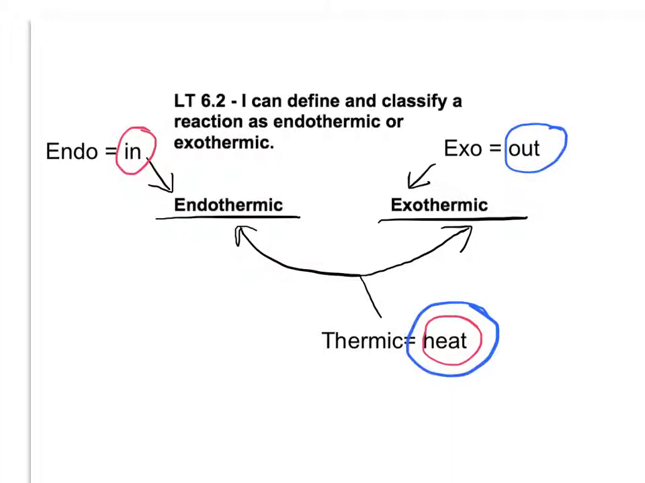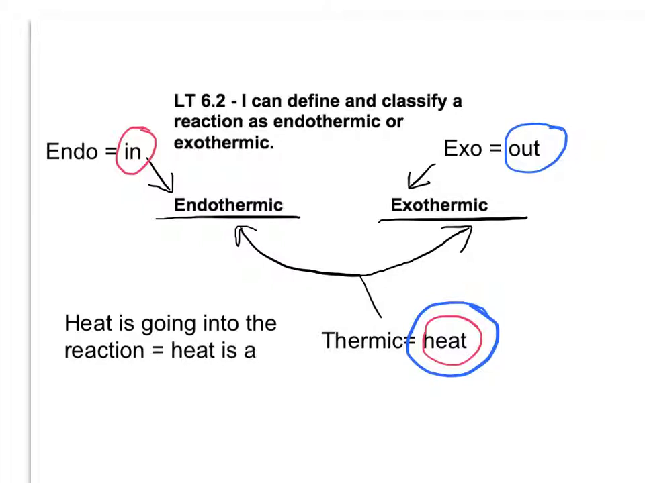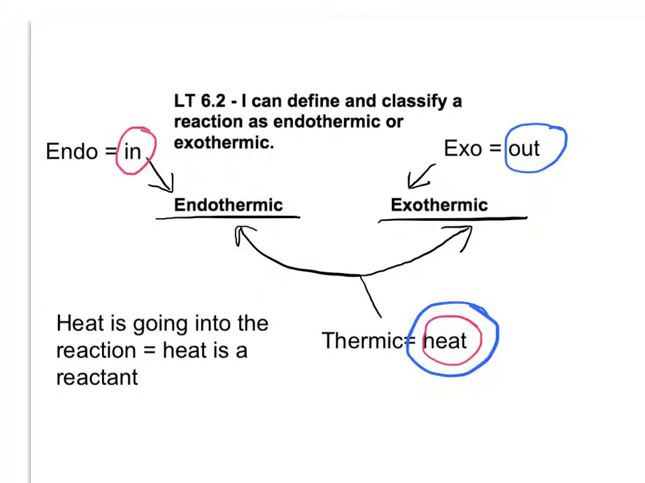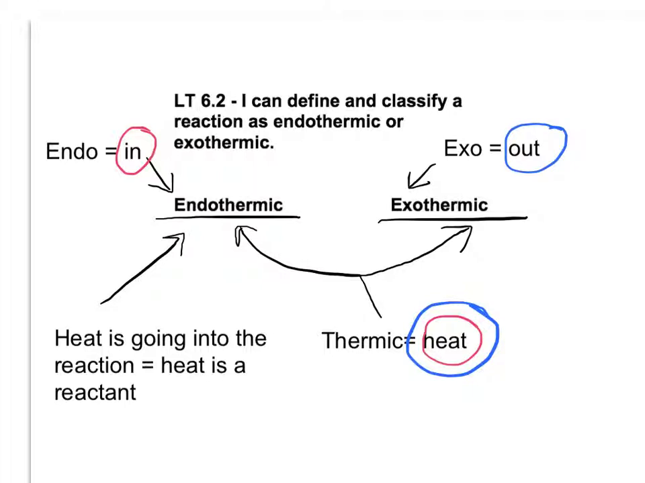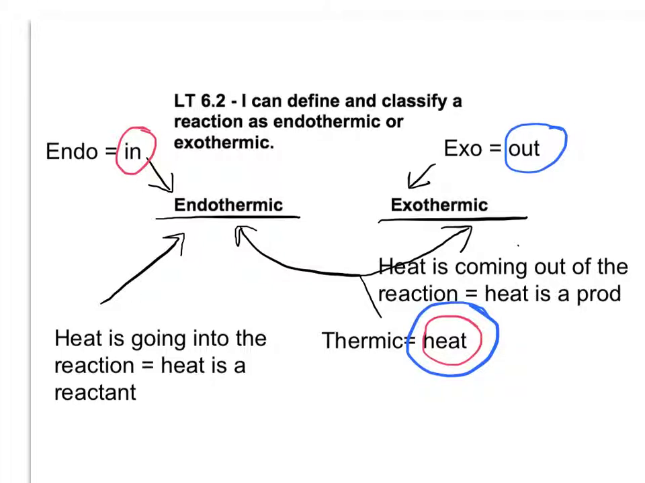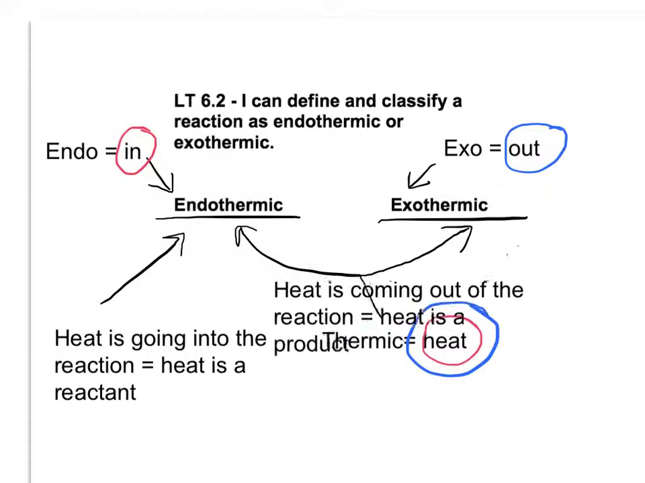So what that means is in an endothermic reaction, heat is going into the reaction, which means heat is a reactant. And that is for endothermic. Exothermic, on the other hand, means heat is coming out of the reaction. Heat is a product, meaning it is being produced by the reaction.